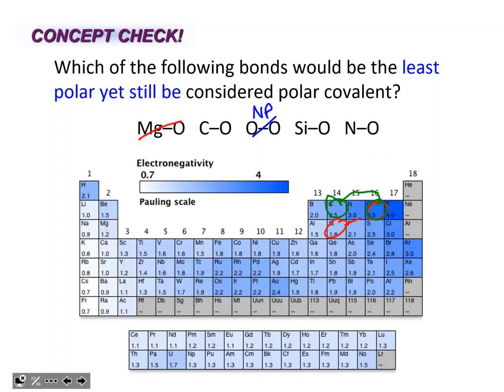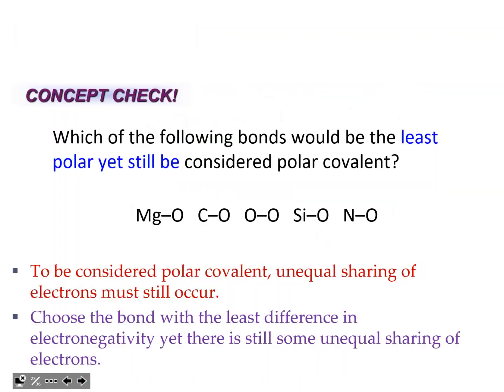And we have N to O. Okay, out of those, which one seems to be the closest together, which means it'll have the least electronegativity difference? It's going to be N to O. Very good. Alrighty. So, to be considered polar, unequal sharing must still occur. Choose the bond with the least electronegativity difference, and that's going to be N to O.